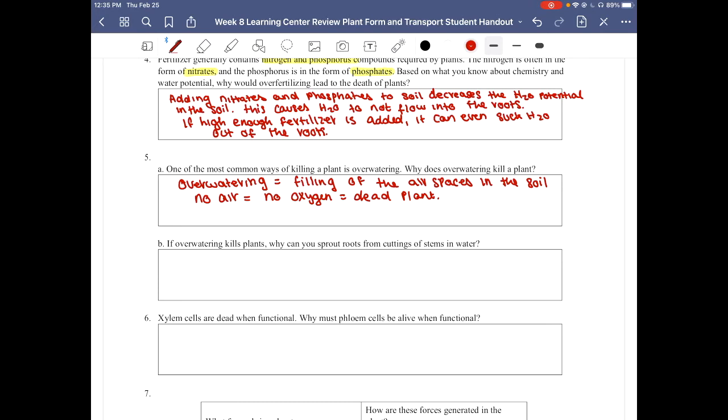Also, if it's a clear glass jar, and you leave it nearby a window, photosynthesis can also occur because you have oxygen and then you also have light and water, so it's very possible.